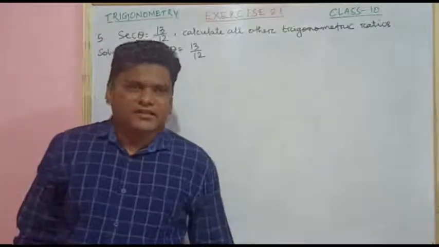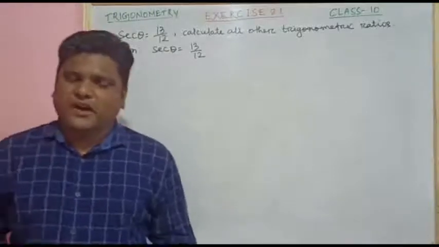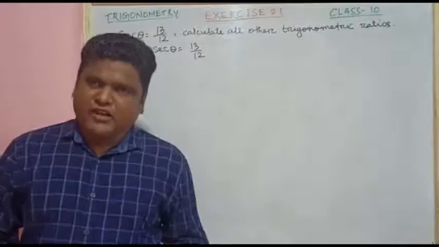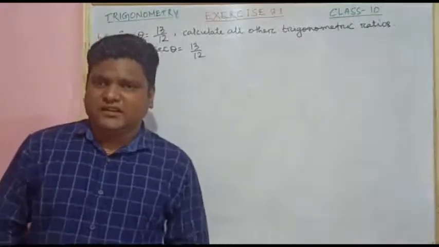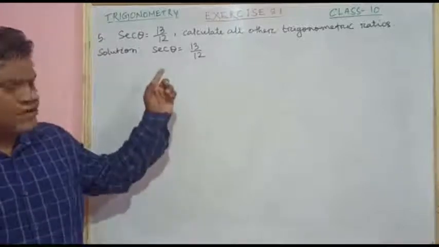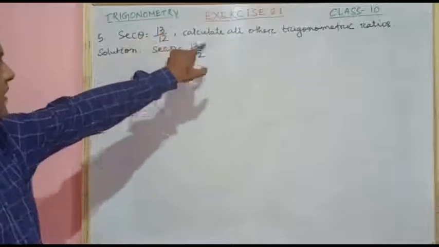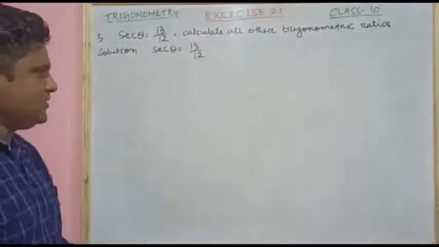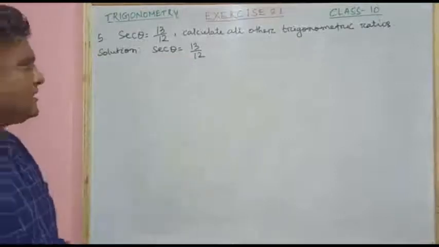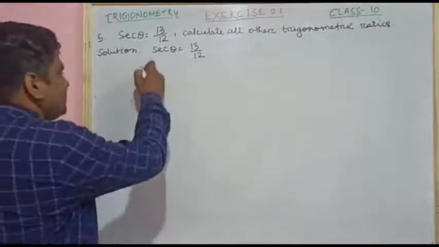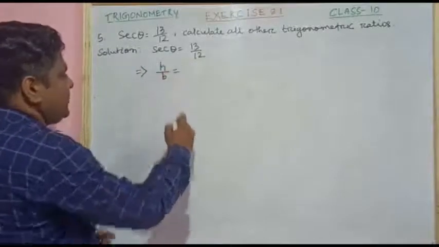Next number is number 3, 4, 5. Number 3, 4, 5 are very similar because one trigonometric ratio is given and we have to find other trigonometric ratio. So let's take number 5. It is sec theta equal to 13 by 12. Calculate all other trigonometric ratios. We have sec theta equal to 13 by 12. We know that sec ratio is the ratio of hypotenuse and base.